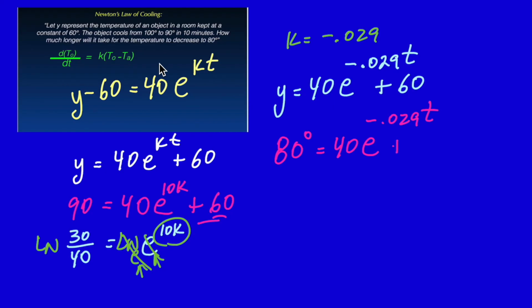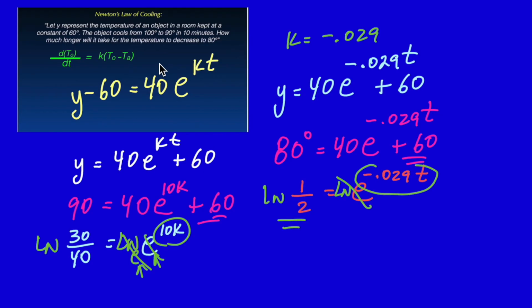So we are now going to solve for t. We're not going to forget that pesky plus 60. When we subtract 60 and divide by 40, we're going to have 1/2 on this side, and we're going to have e to the negative 0.029t. We're going to take the natural log of both sides. When we do that, these are going to cancel out. You're going to have the natural log of 0.5 equal to negative 0.029t. You're going to divide by negative 0.029, and you're going to get t equals 23.9 minutes.